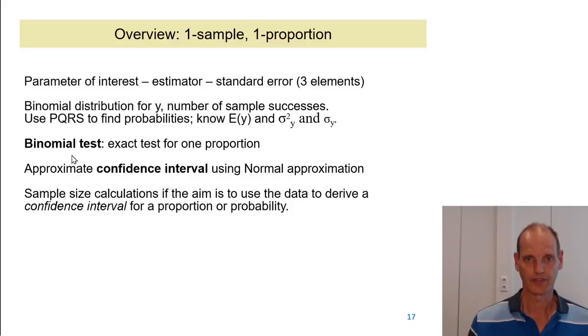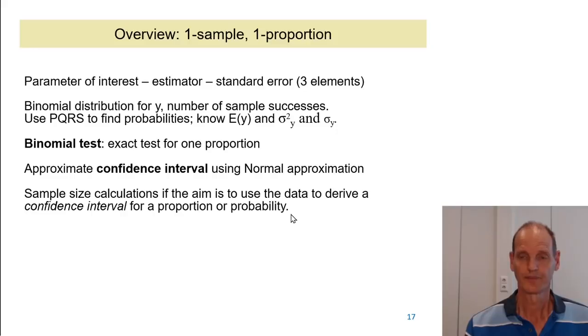The binomial test is used for an exact test for one proportion. For the confidence interval, we use the normal approximation, and the sample size calculation formula is given if the aim is to use the data to derive a confidence interval for a proportion or probability. So that finishes part 1 of this lecture.